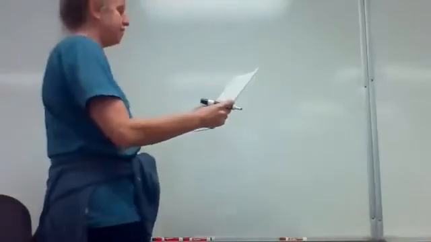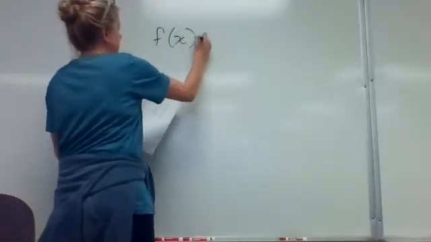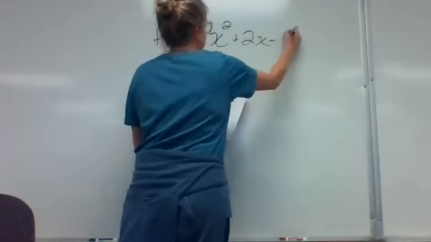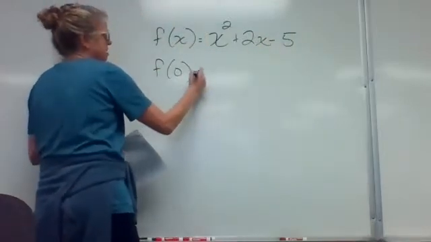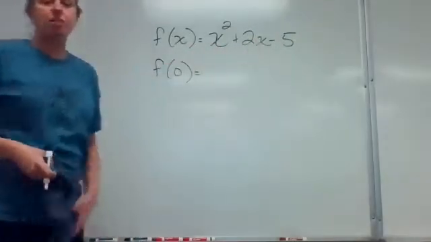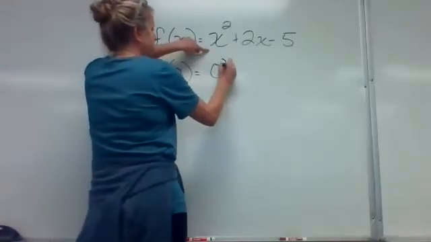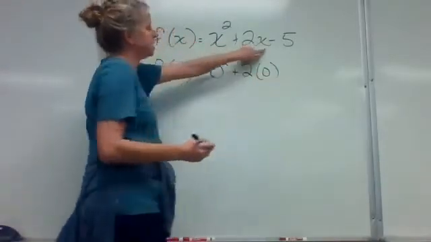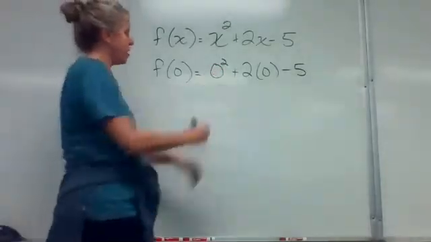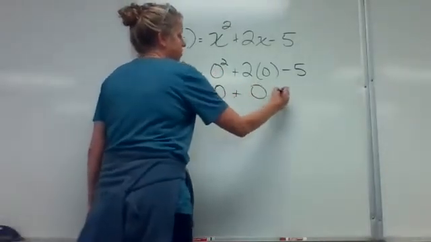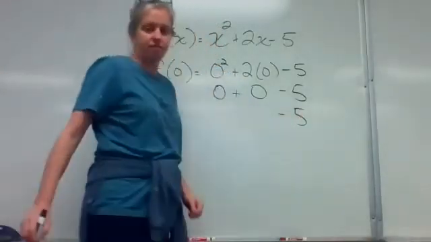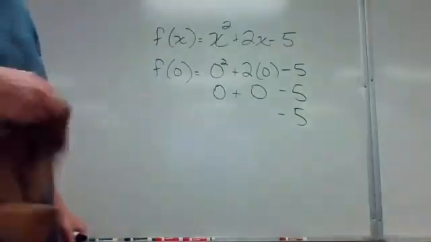Number 2 is finding a function value. Find f of 0 when f of x equals x squared plus 2x minus 5. And it wants me to find f of 0, which means you're just going to go to your function and replace the x's in it with zeros. So if I do that, I will have 0 squared plus 2 times 0 minus 5. And then do the math. 0 squared is 0. 2 times 0 is 0. Bring down that minus 5. So the only thing you're left with is that negative 5. So f of 0 is negative 5.